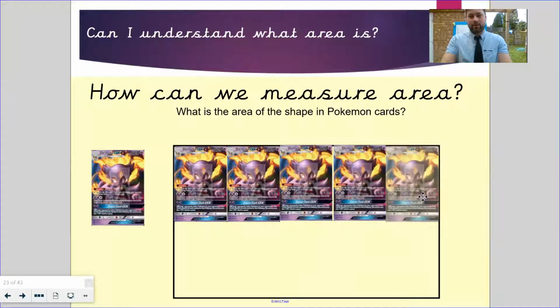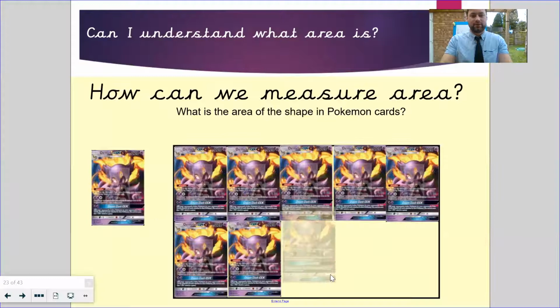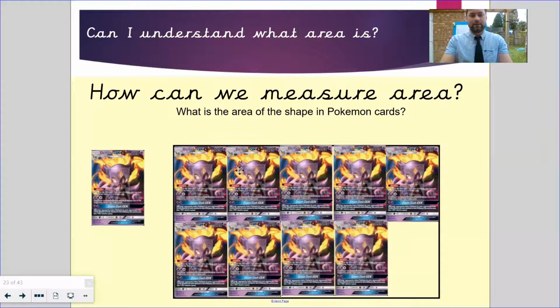So there, I've done 1, 2, 3, 4, 5, and then we're going to go at the bottom now. There's 6, there's 7, there's 8, there's 9, and then there's 10.